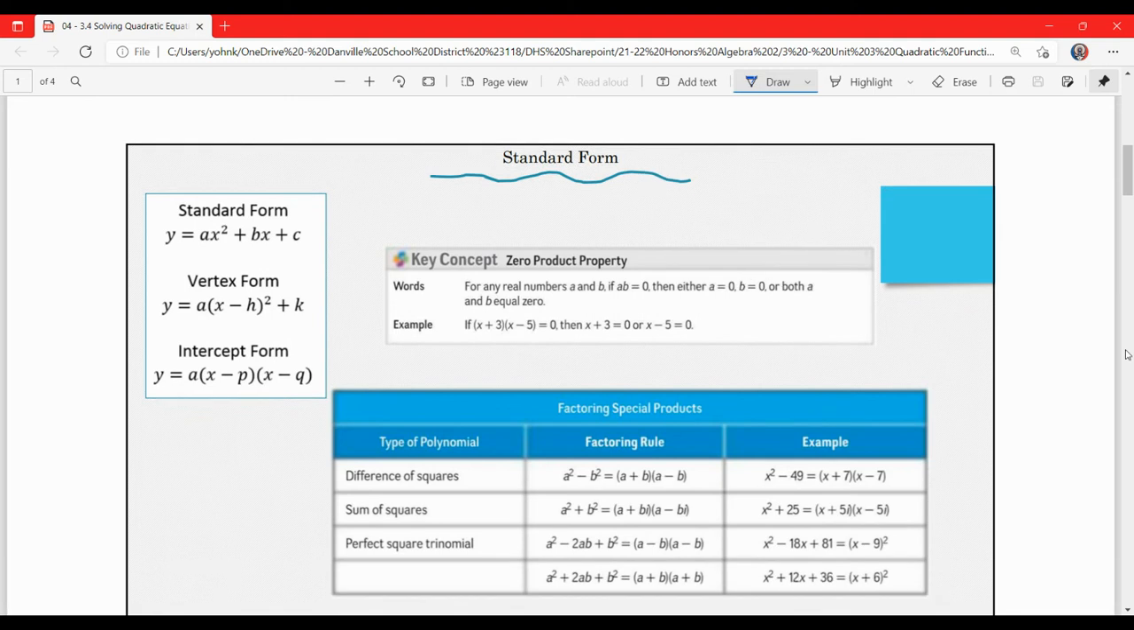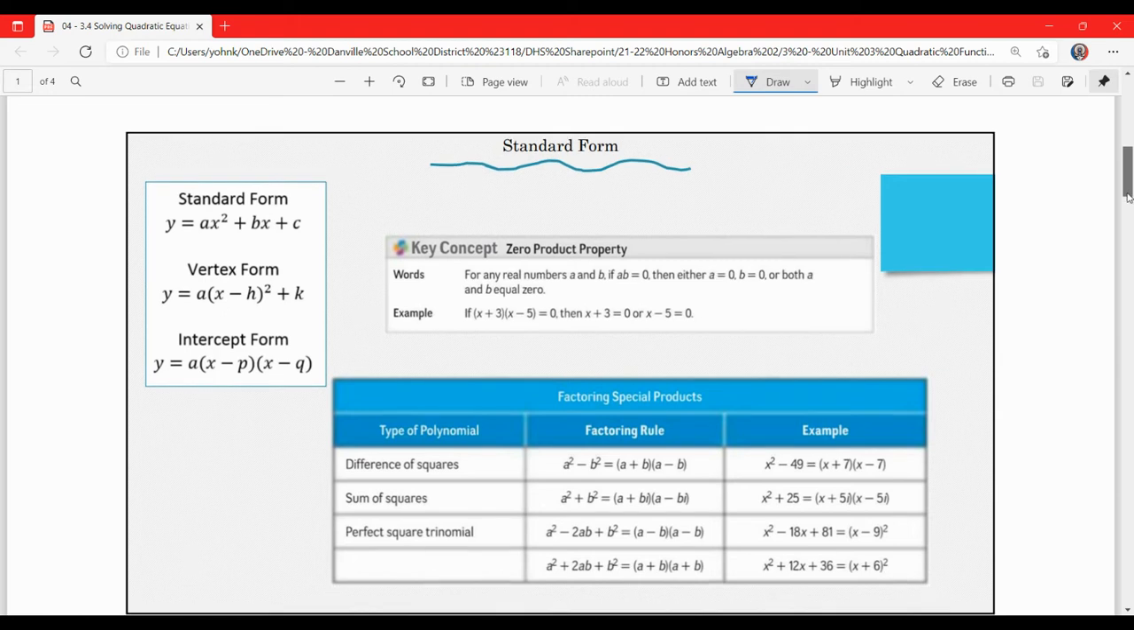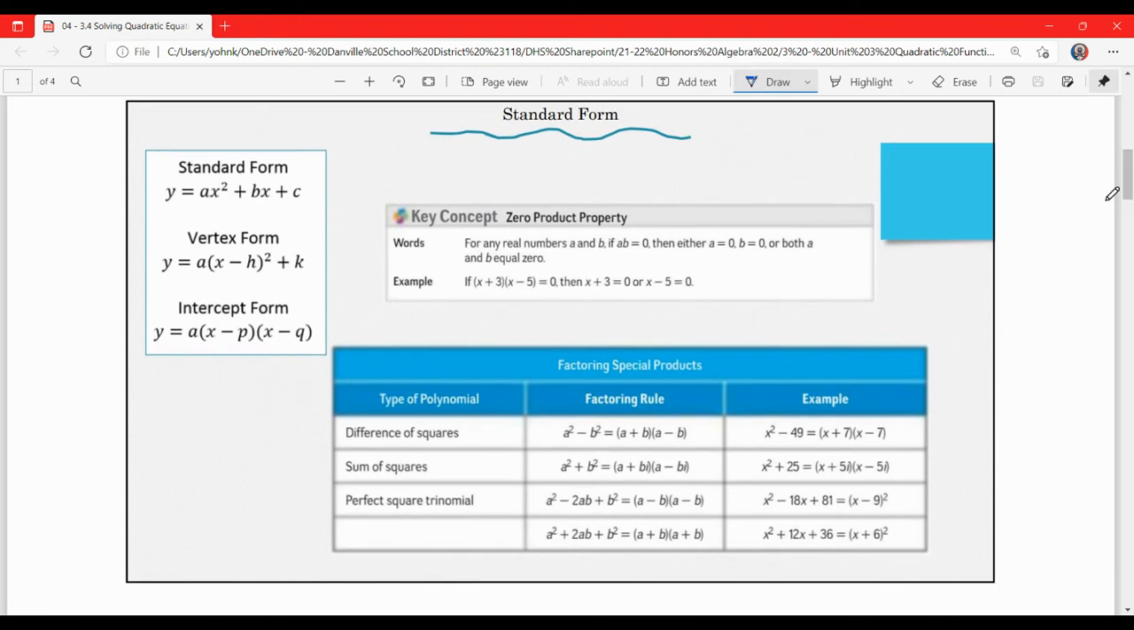So this page right here has a lot of information on it. Basically, it has why we solve equations by factoring. It also shows you some of the special rules that we talked about in the last section. Basically, the point of solving quadratics by factoring is there's something called the zero product property, which says if you have two things that multiply to give you zero, then one of them has to be equal to zero, or both of them have to be equal to zero.